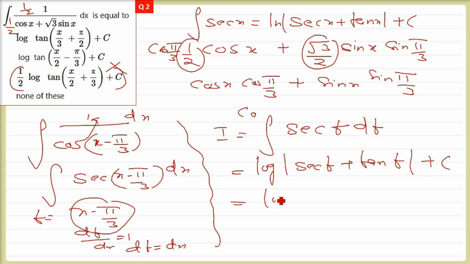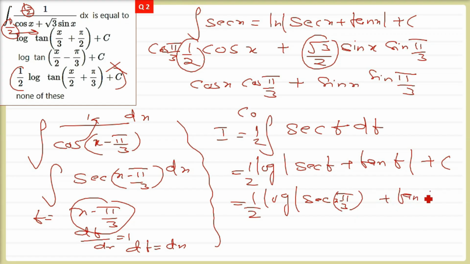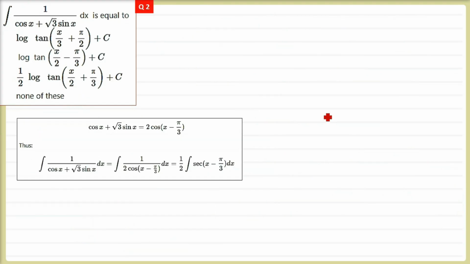Now let's replace this t by x minus pi by 3. If you remember, half and half was multiplied numerator and denominator. So the denominator we have utilized, the numerator 1 comes here. So half log modulus of sec x minus pi by 3, which is t, plus tan x minus pi by 3, and then modulus end with a constant of integration in the rear end. None of these is the correct answer.